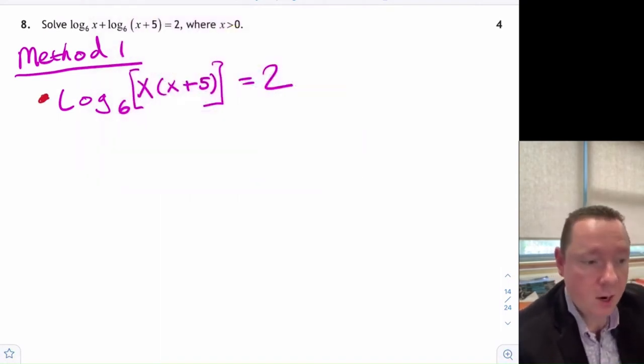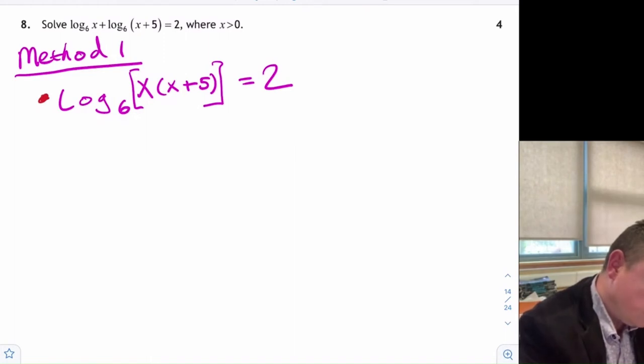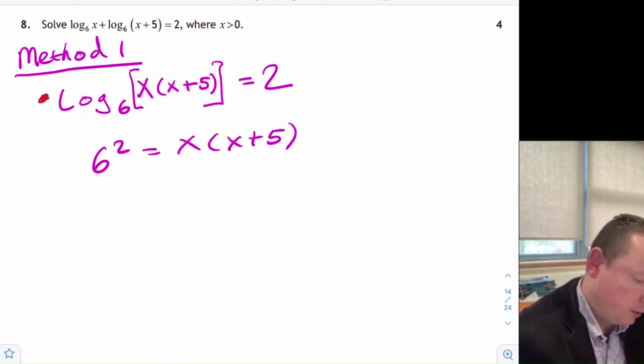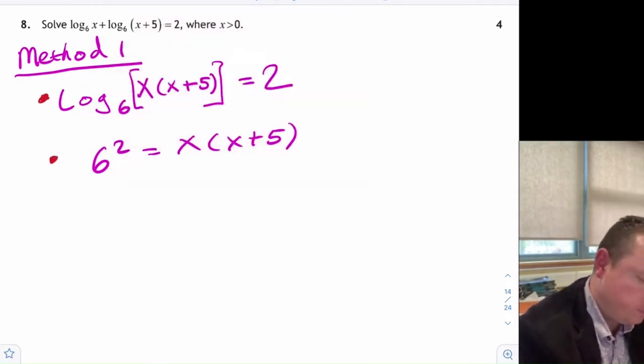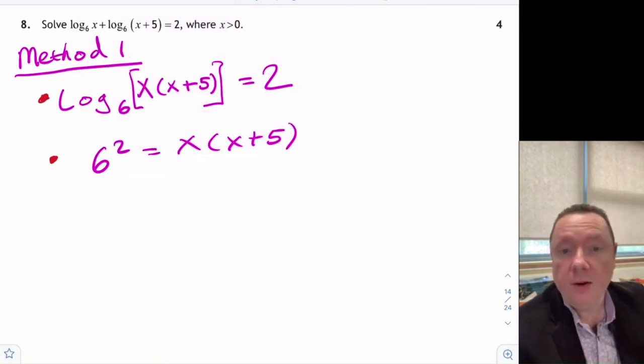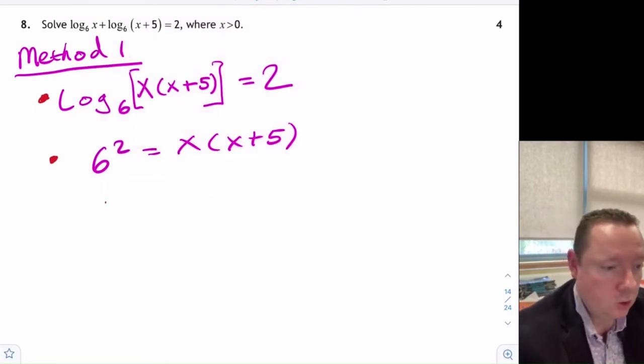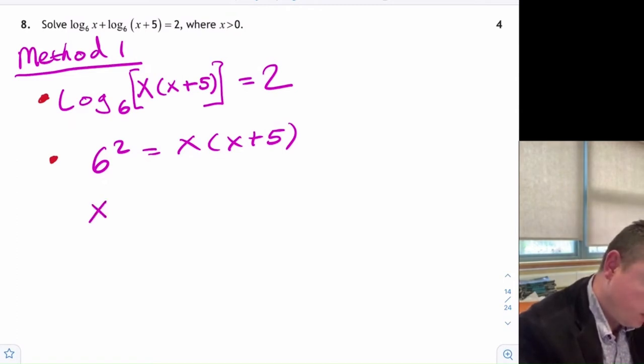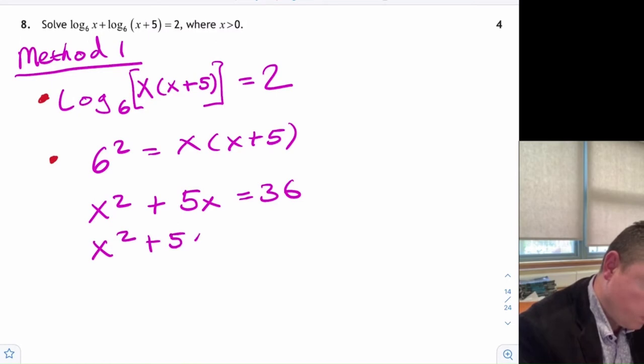Okay, moving to the second mark, we can write that as 6 squared equals x times (x plus 5), or x times (x plus 5) equals 36. So there's our second mark there. And then we can move on to try and solve that as a quadratic equation. So standard quadratic way, multiply out the brackets, we get x squared plus 5x, and that equals 36. So tidying that up, minus 36 equals 0. There's our third mark there for putting it in the proper quadratic form. And then our fourth mark, try to solve that.